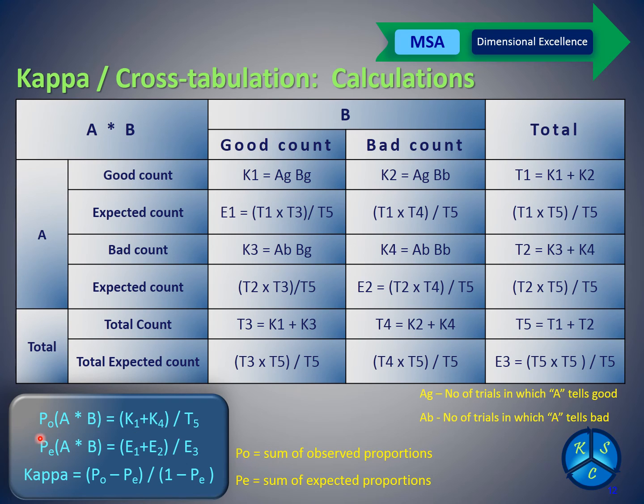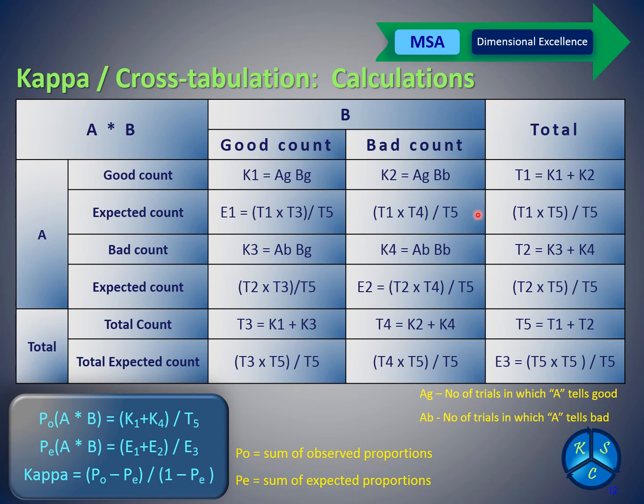Now how to calculate kappa? First of all, we have to calculate PO, the sum of the observed proportion. PO for A and B is K1 plus K4 divided by T5. This will give us the observed proportion. Then PE, the expected proportion for A and B, is E1 plus E2 divided by E3. This will give us the expected proportion. Now we have to calculate kappa, which is PO minus PE divided by 1 minus PE. So kappa will be given by this formula. Now this is for A and B.